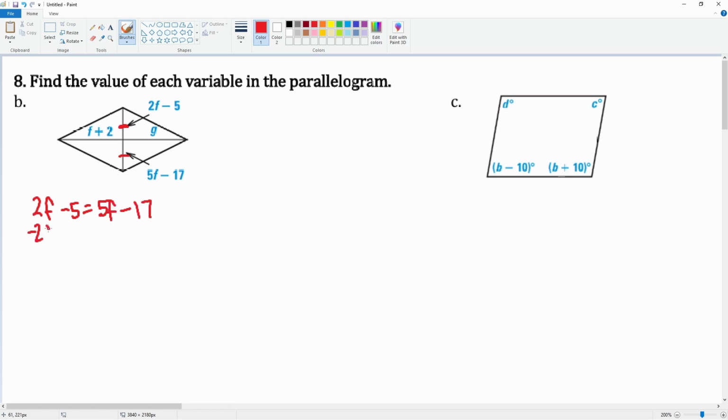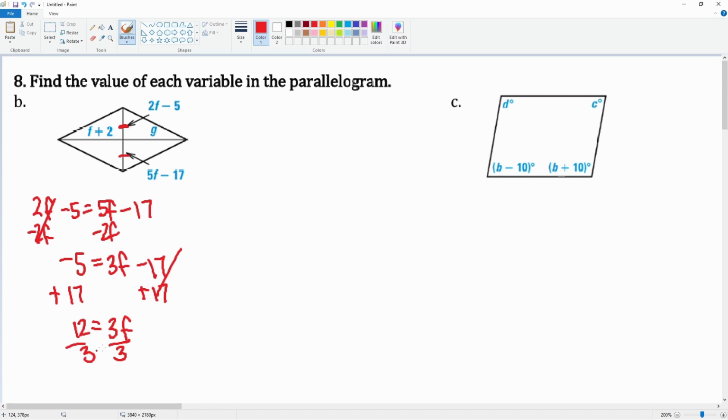Okay, minus 2f to everything. This cancels. Negative 5 is equal to 3f minus 17. Plus 17 to both sides. This cancels, getting you a 12 is equal to 3f. Divide by 3, divide by 3. This cancels. F is equal to 4.